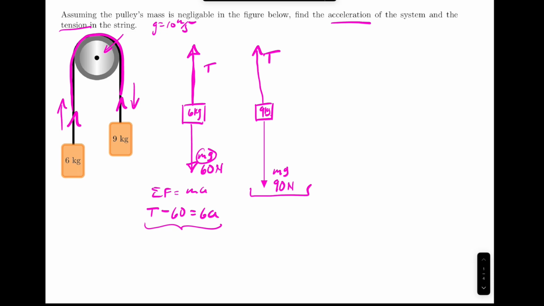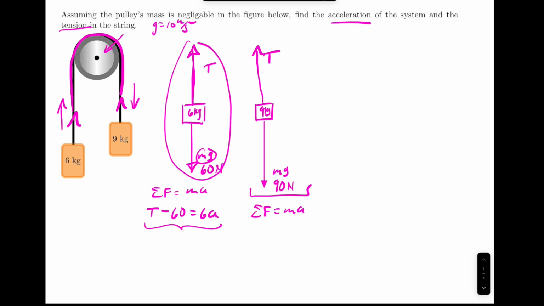In this case, the force that's winning out is the 90 newtons, whereas in this case, the force that was winning out was the tension because it was being pulled up, and that's the way it was accelerating. So what we're going to do is define positive to be the direction that the mass is accelerating in. And in this case, for the 9 kilogram, that would be down. So when I write Newton's law, I'm going to write the summation of all the forces is equal to ma.